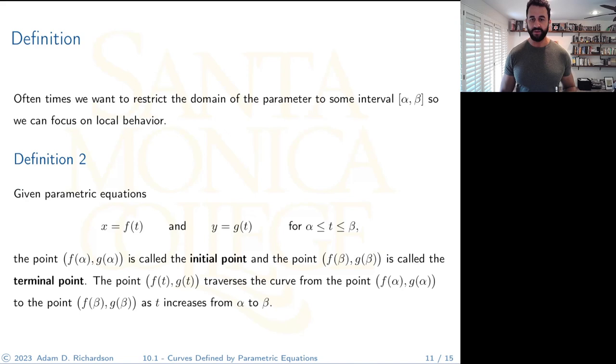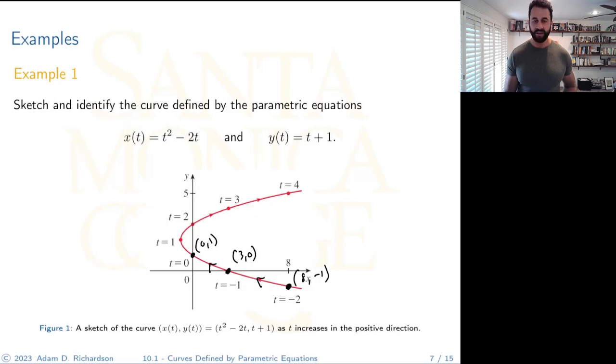Okay, now another easy definition that we can add on here. A lot of times we want to restrict the domain of the parameter to some interval from alpha to beta so we can focus on local behavior. So if I flash back to that previous example here, there was no restriction on the values of t.